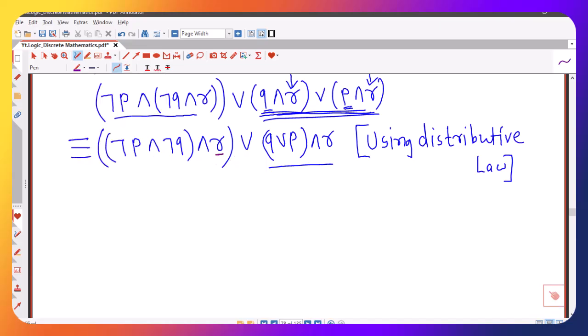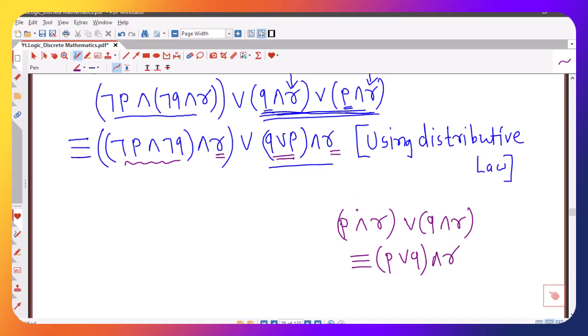Now if you observe here, here also I have R, here also I have R, here I have negation P and negation Q, here I have P or Q. So if I wish, again I can apply distributive law, and it is this type of situation now, that (P and R) or (Q and R) is logically equivalent to (P or Q) and R. Here I have R common, so that I am writing here, and here I have or, so (P or Q) and R, and you can see this is (P and R) or (Q and R).